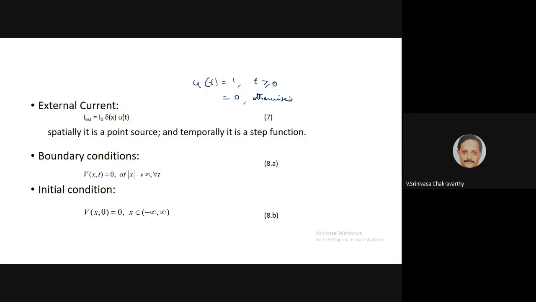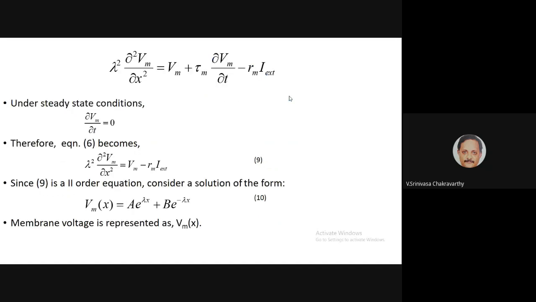Now boundary conditions are very simple. At x equal to infinity on both sides, so mod x equal to infinity, V of x, t is 0 for all time. And the initial condition is that the voltage is 0 everywhere initially, and then you inject the current. Since it is steady state, we'll assume that the temporal derivative ∂Vm/∂t is equal to 0. So the equation becomes just this, equation 9: lambda squared ∂²Vm/∂x² is equal to Vm minus Rm I of x, t.